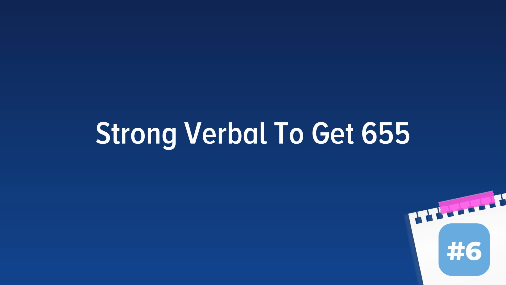All right, another scenario, strong verbal to get you to a 655. So how does that look? We're talking Q80, V87, and DI80. Breaking that down by section, 4 quant questions you can miss, 4 verbal questions, so not a lot, and you could miss about 7 data insights questions. That's totaling you at 15 wrong questions across all the sections, and that should get you to about a 655.